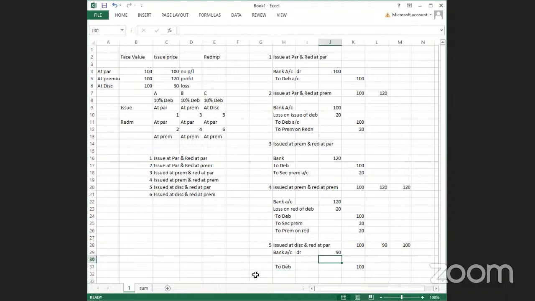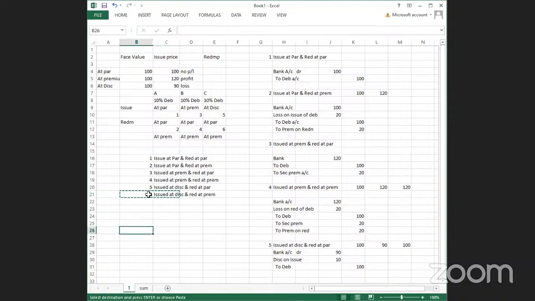Now that 10 rupee loss is on account of discount on issue. Is this clear, students? So the entry is bank account debit, discount account debit to debenture. We are going to repay at par. So there is no question of providing for redemption liability. Only debenture is your liability now. Now let us discuss the last case.